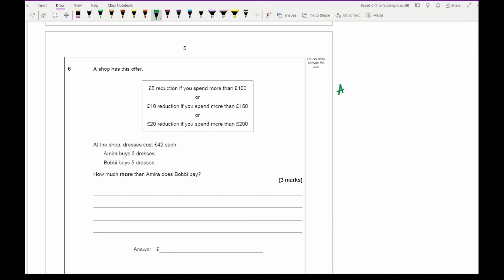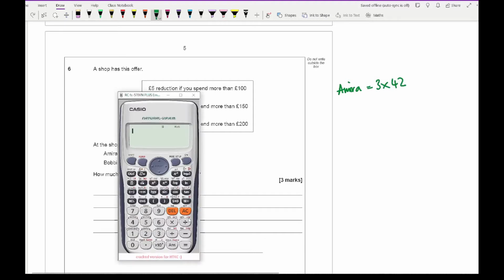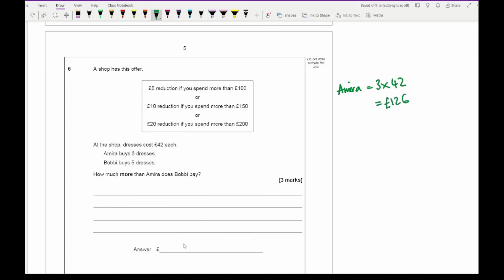So Amira is buying 3 dresses, so what I need to do is 3 times 42. And again, if I just get my calculator out and quickly do that now, 42 times 3 equals £126. And because she's spending more than £100, she's going to get £5 off. So here she's going to get minus £5. So she is spending £121.